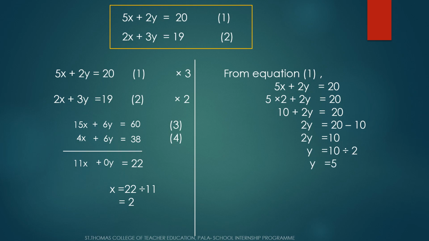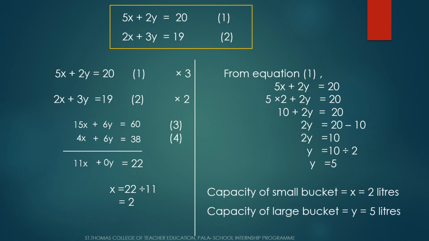Good. So we got the value of x and y separately. Now what are this x and y? Capacity of small bucket or the amount of water in the small bucket, and it is 2 liters. And the amount of water in the large bucket is y, that is 5 liters. Isn't it? We got the same answer as in the previous case, and I hope all of you understood.